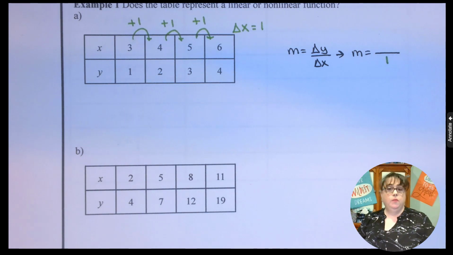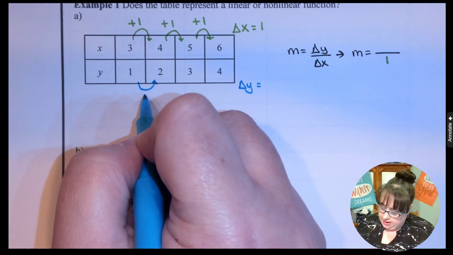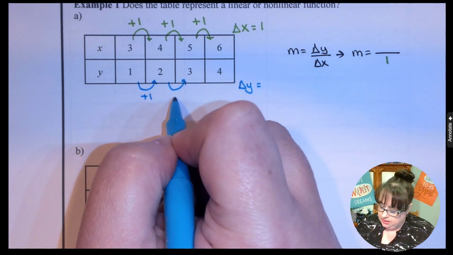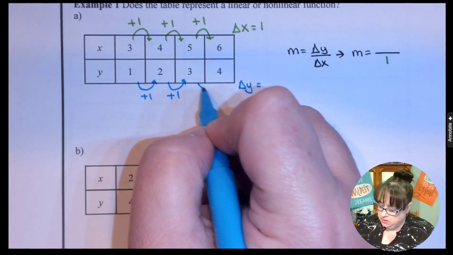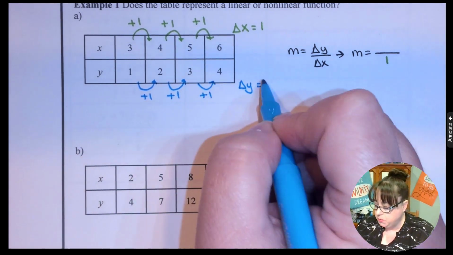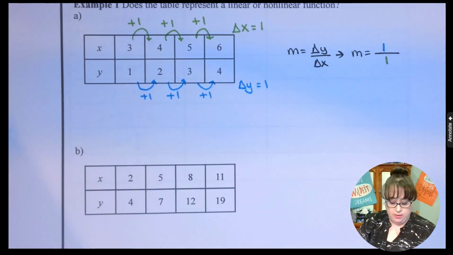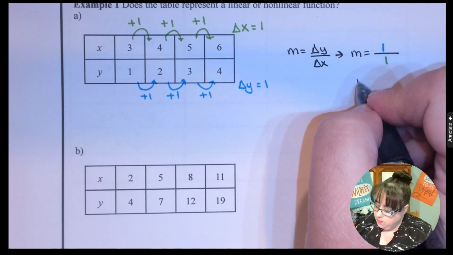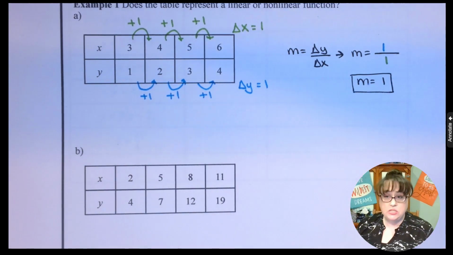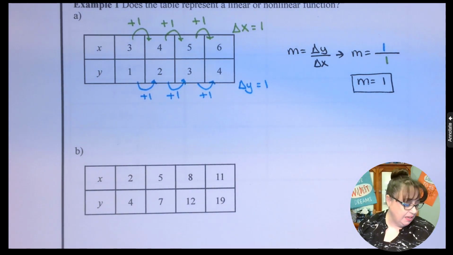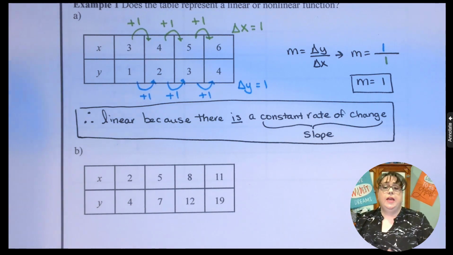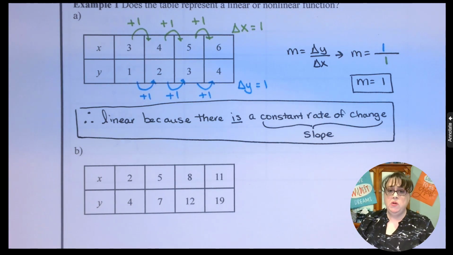So now let's look at y. If this works, I'll have a nice delta y. From 1 to 2, I added 1, and from 2 to 3, that was an increase of 1, and from 3 to 4 was also an increase of 1. So we have a nice delta y as 1 as well. And so when I take that, m would be 1. Since I have a nice slope, this is linear. It is linear because there is a constant rate of change. And if you remember, when we just say constant rate of change, we mean slope. That is the key.